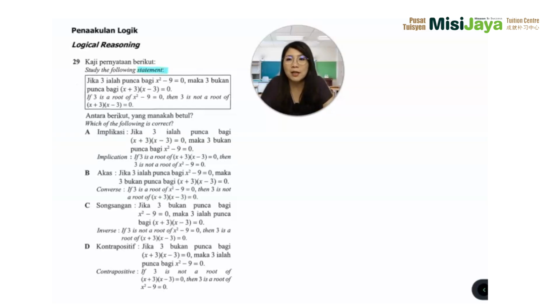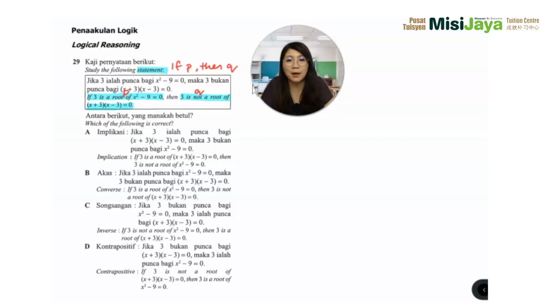So they give you a statement: if 3 is a root of x squared minus 9 equals 0, then 3 is not a root of (x plus 3)(x minus 3) equals 0. So here, I let this be P and this be Q. So if P then Q, that is a statement. Here, we have to know three things.